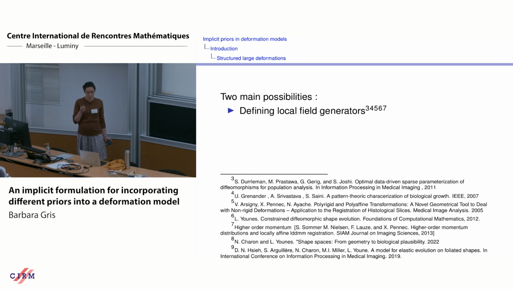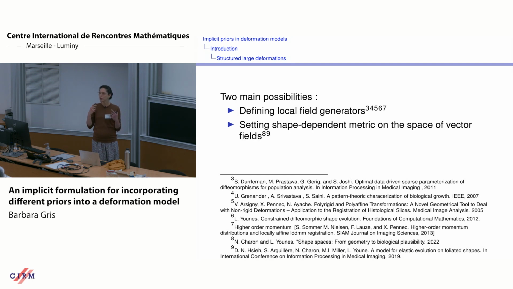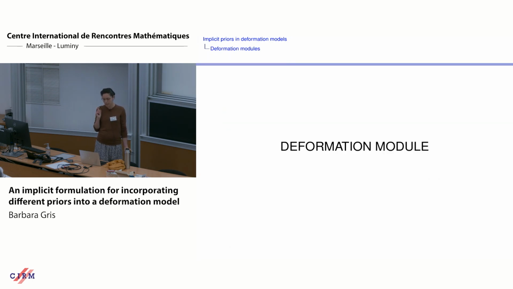In order to incorporate some structures, there are two main possibilities. Either you define local field generators, saying you want fields that look like this here or there, or you design a new metric on the vector fields, a metric that is shape-dependent, typically an elastic metric. The framework that we design is a mix between these two, where we define a modular way of defining local generators that can be combined, and we define an adapted metric. The name of this framework is deformation modules, and I will present briefly how we built it.